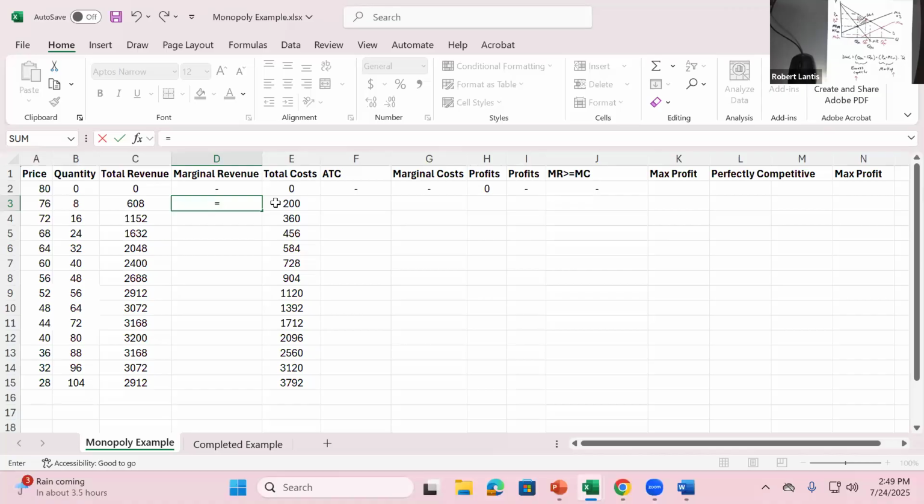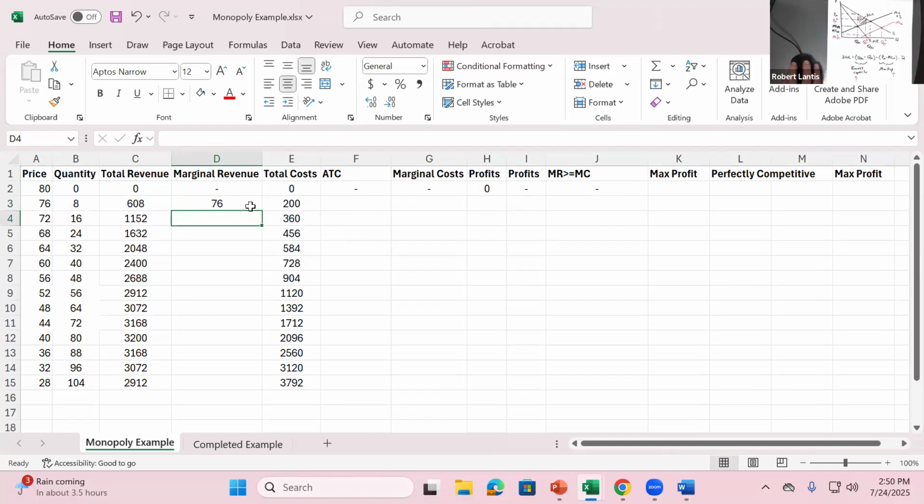Well, how do we calculate marginal revenue? It's just the change in total revenue. So take my new revenue minus my old revenue and divide it by the new quantity I'm producing minus whatever the old quantity I was moving from was. Okay. So change in total revenue divided by a change in quantity will just give me my marginal revenue.